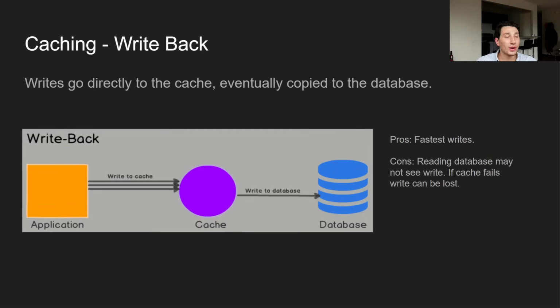Then finally, we are going to go ahead and have the write back cache. So in the write back cache, basically an application is going to make multiple writes directly to the cache, and at some point the cache is asynchronously going to sync up with the database. So this is really nice because you're just basically only writing to memory. That's super fast. At the same time, if I'm a different application and I'm reading from the database, I'm not going to see the writes that are in the cache. That's bad.